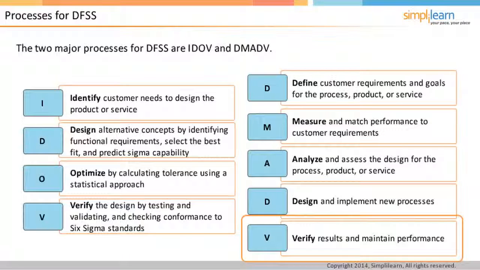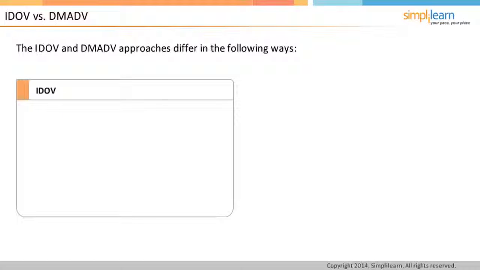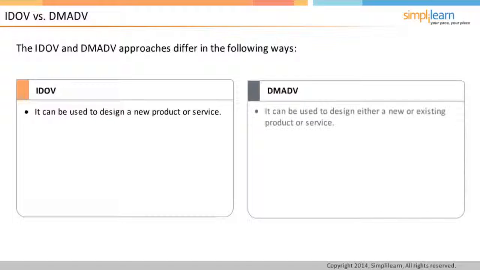In the next screen, we will look at the differences between IDOV and DMADV. The primary difference between IDOV and DMADV is that while IDOV is used only to design a new product or service, DMADV can be used to design either a new product or service or redesign an existing product or service. IDOV involves design of a new process, while DMADV involves redesigning an existing process.